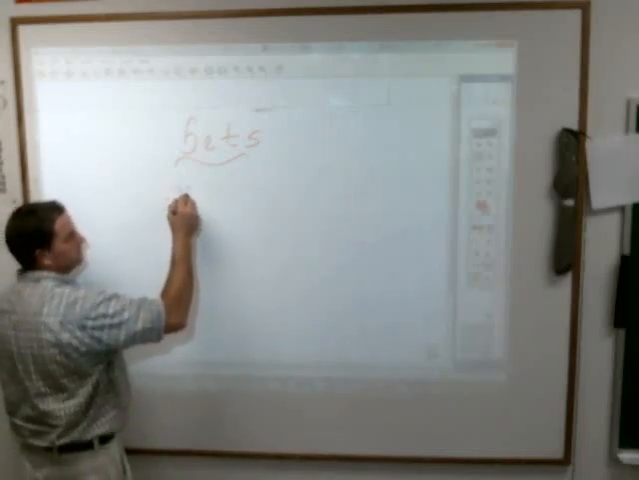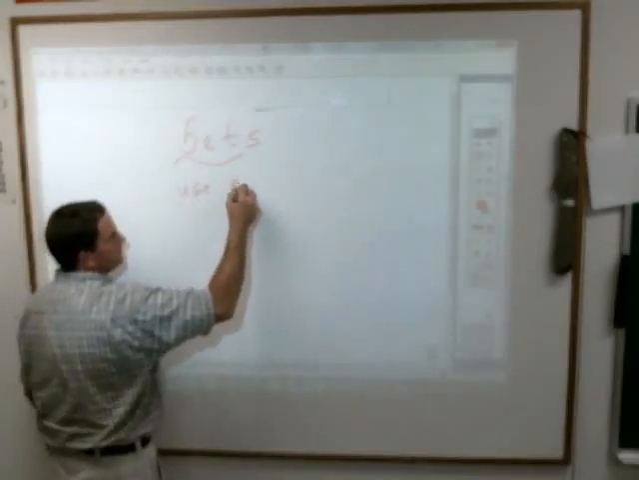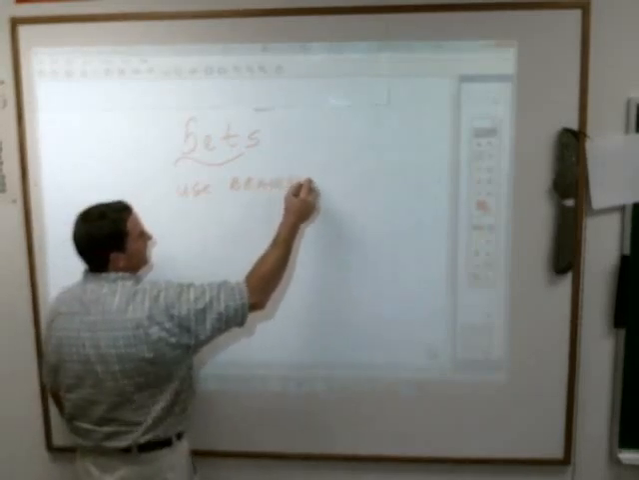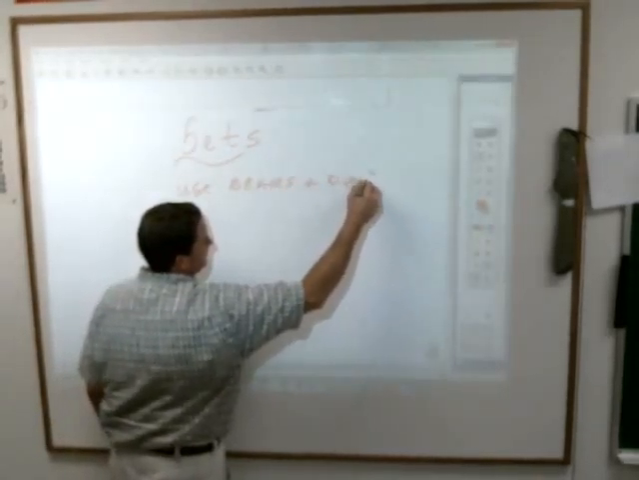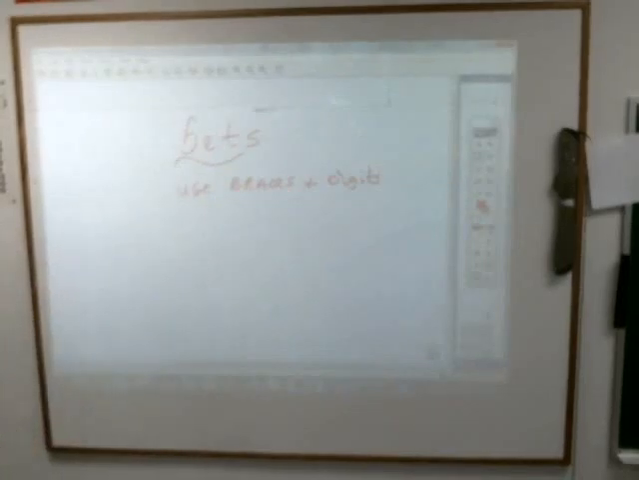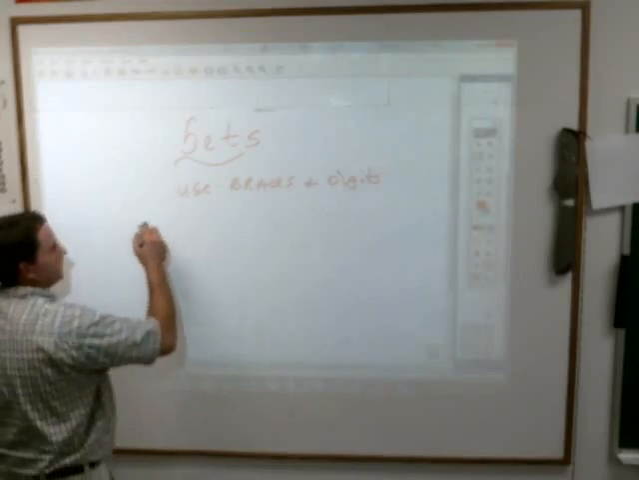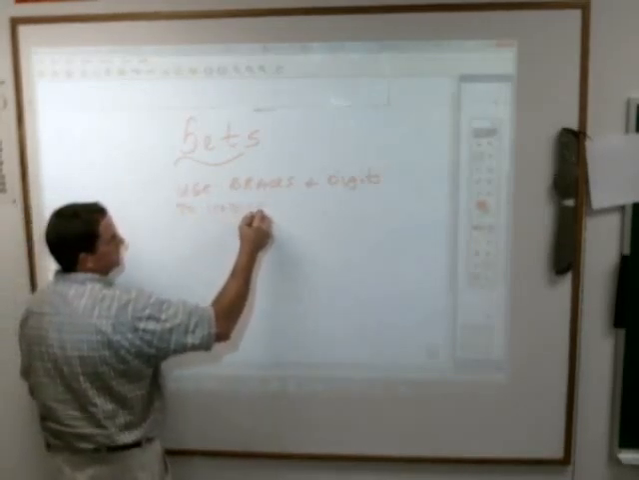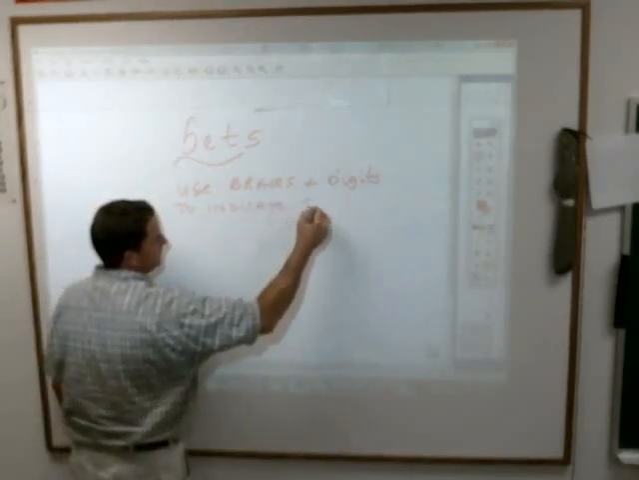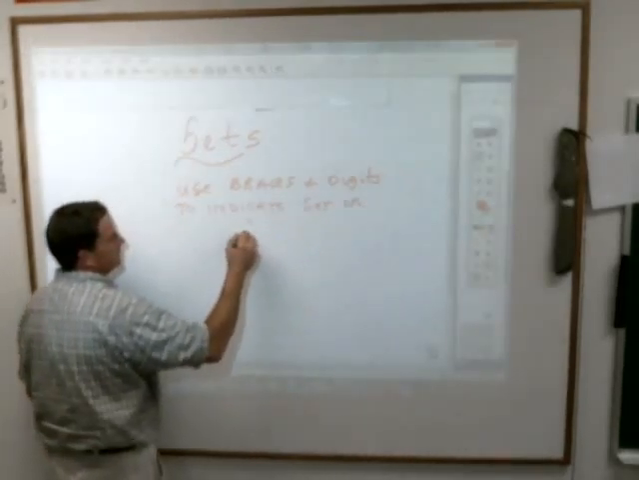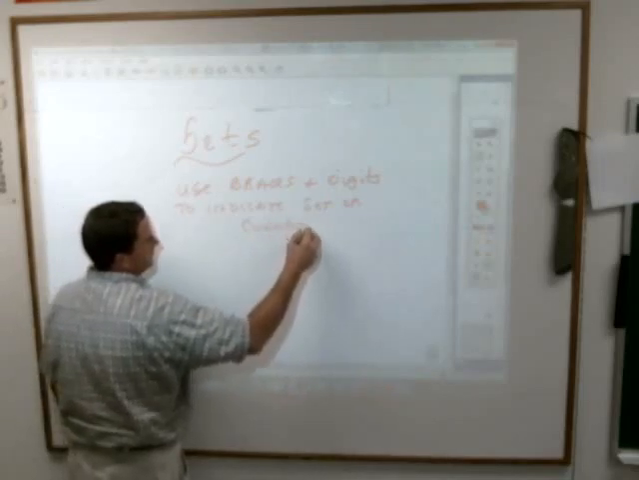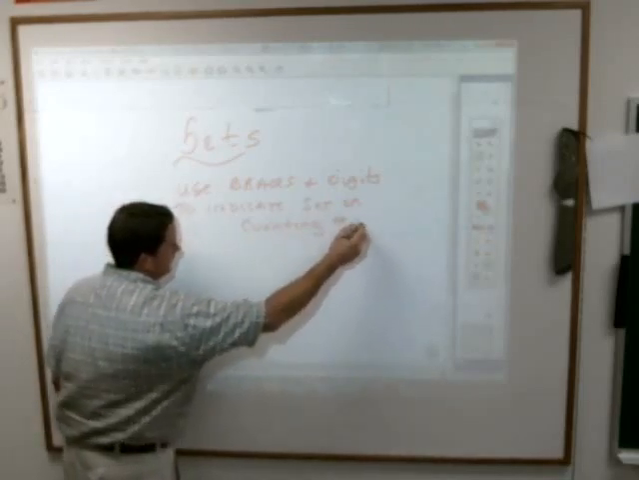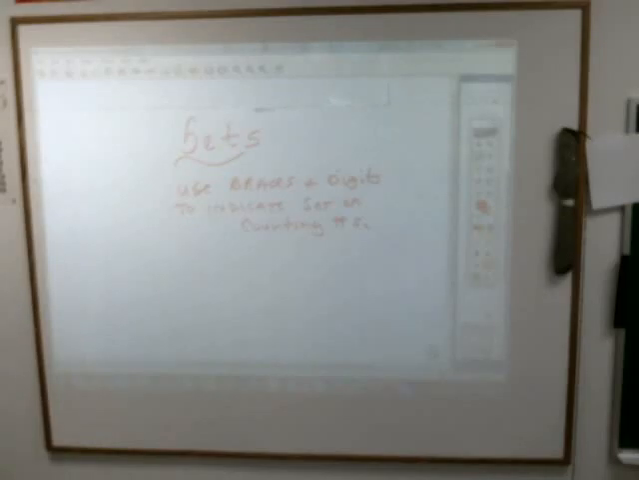and digits, use braces and digits to, what do they say to do here? Indicate the set of counting numbers. To indicate the set of counting numbers. Okay. What that just means is this.